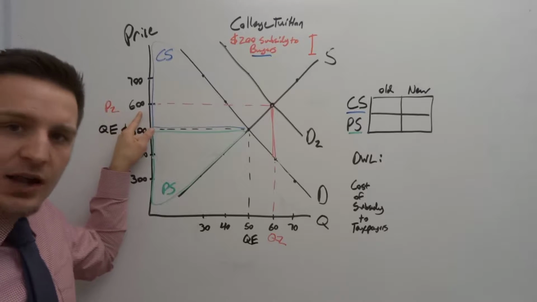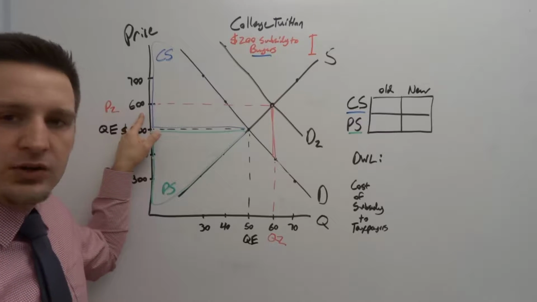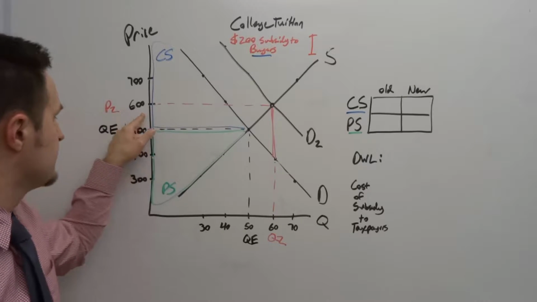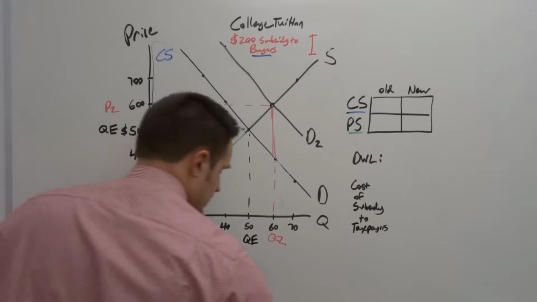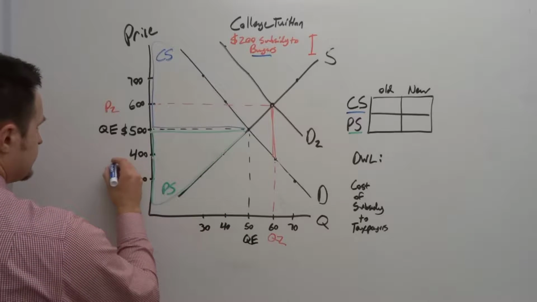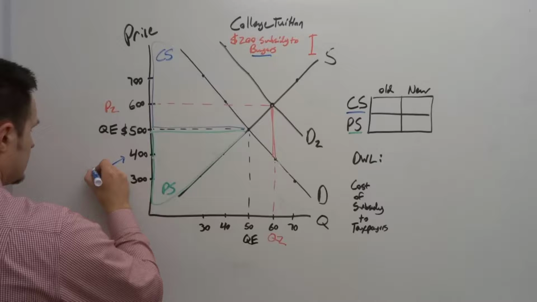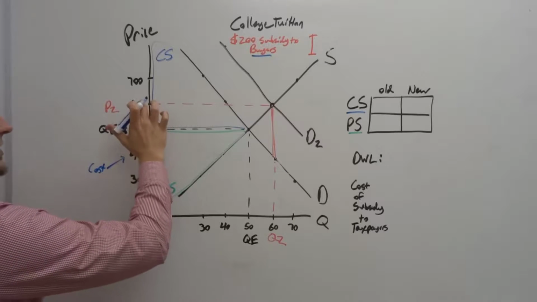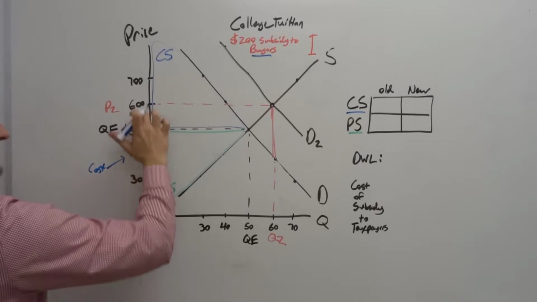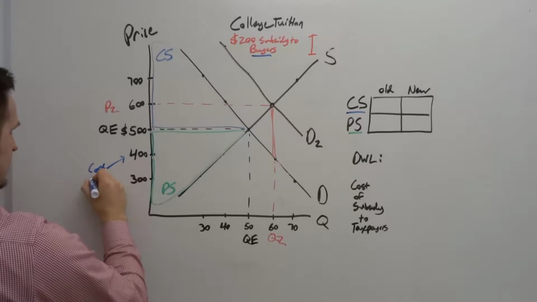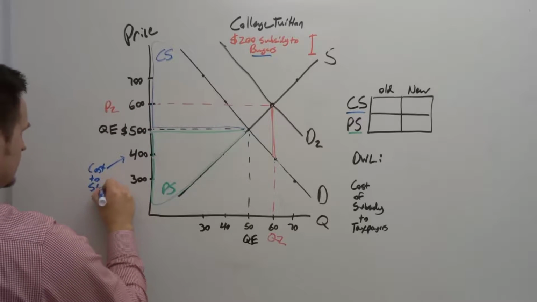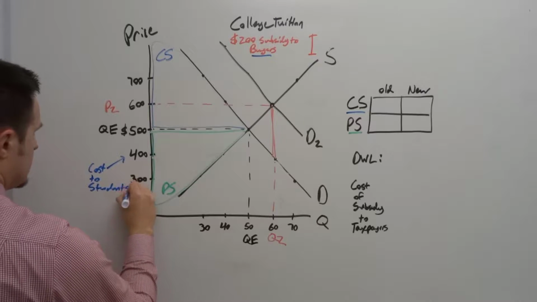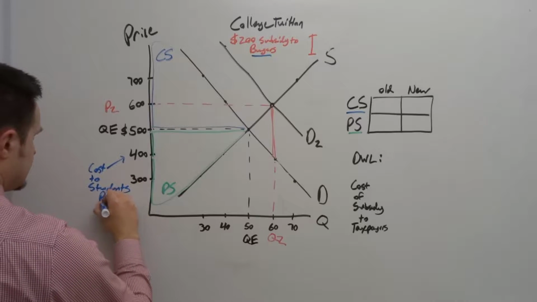However, since the college students receive $200, in this case from the government, the cost out of pocket for the students is only $400, right? Because they're getting $200 from the government, so their out of pocket cost is only $400, students or the buyers.